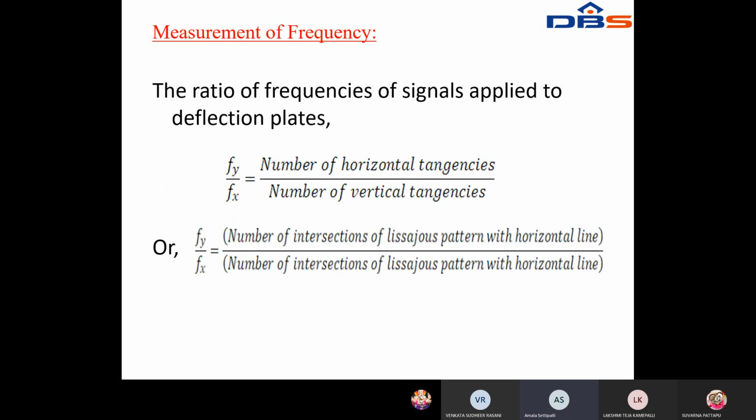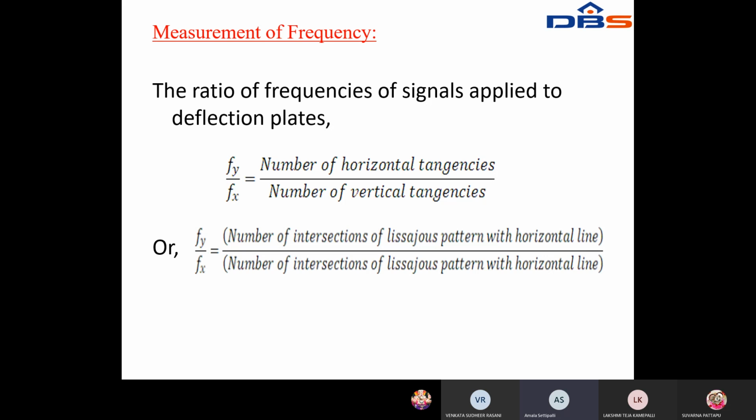Coming to the measurement of frequency: the ratio of the frequencies of the signals applied to the deflection plates, Fy by Fx, equals the number of horizontal tangencies by the number of vertical tangencies. That is the number of intersections of the Lissajous pattern with the horizontal line. Sorry, here this is the vertical line. So there was a mistake.